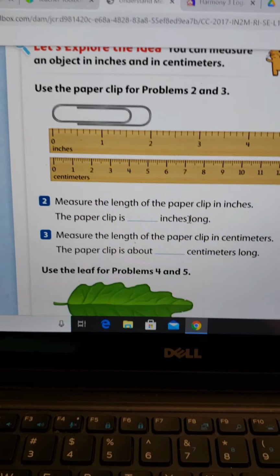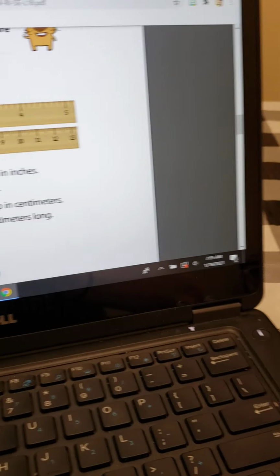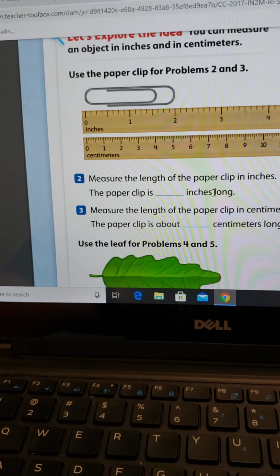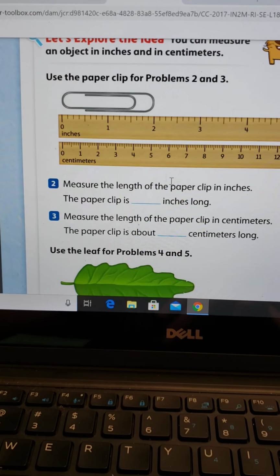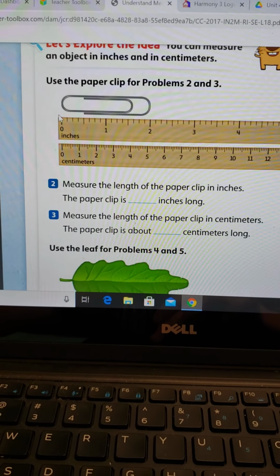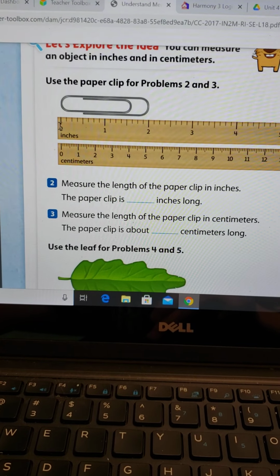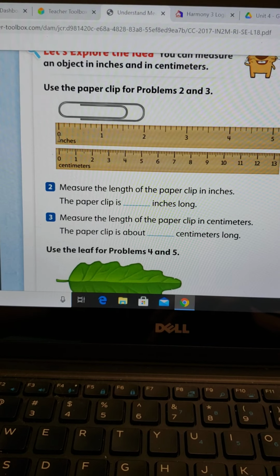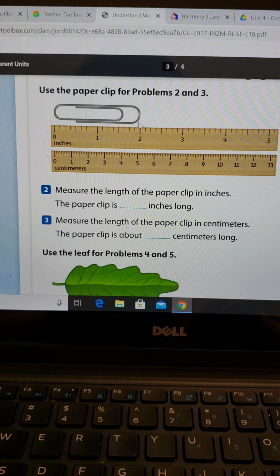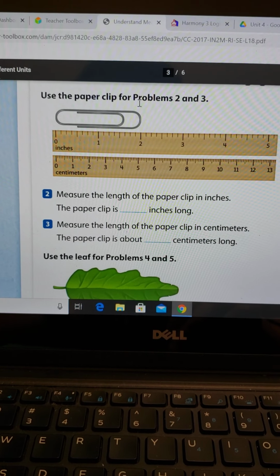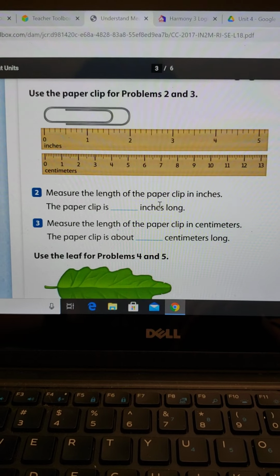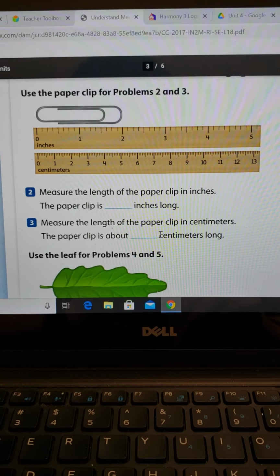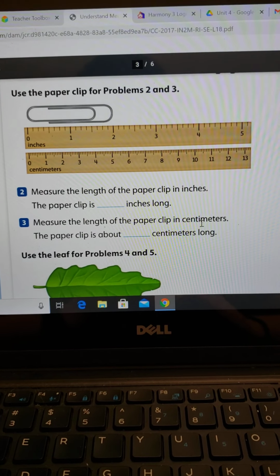Now, really quickly, this is my computer screen, so obviously I can't draw or write on it. But what you might find helpful is to draw a line right here and right here so you can see what this lines up with, because after we find how long it is in inches, we are going to see how long it is in centimeters.